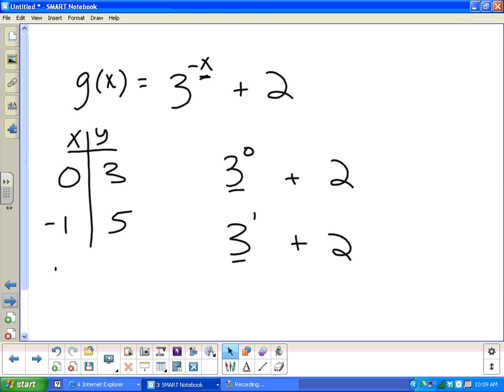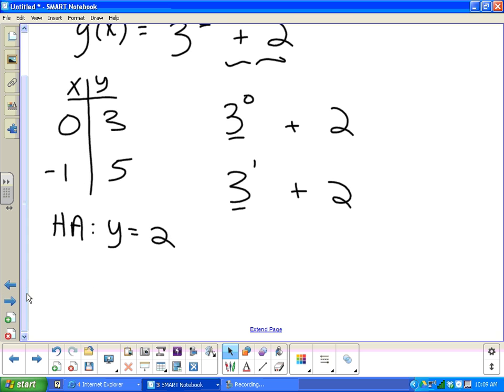Now, the other one is going to be our horizontal asymptote. Now, the horizontal asymptote is going to come from the vertical shift. What's the vertical shift part here? Yeah, the plus 2. Just like in that equation right there, x squared plus 3 makes the parabola shift up 3. That's going to make the graph shift up 2. So the horizontal asymptote will be y equals 2. Okay, now let's graph it.